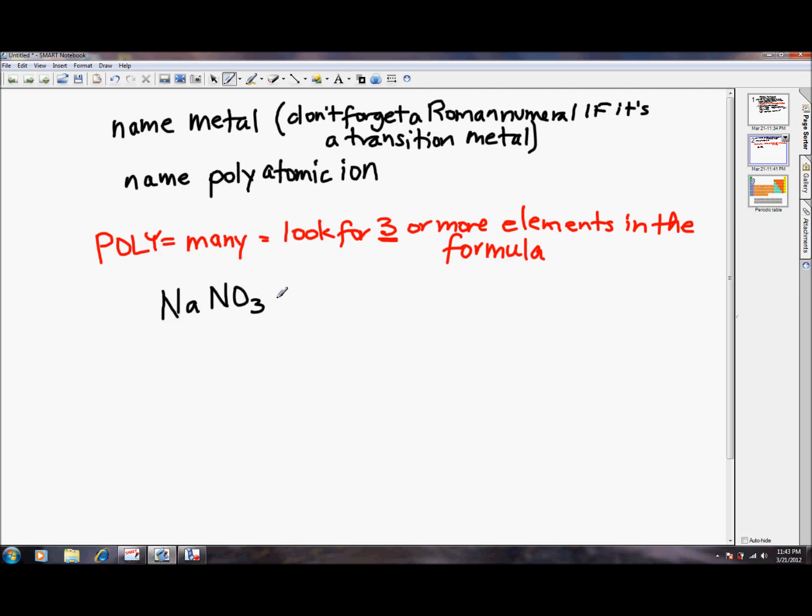Okay, so you look here and you say 3 symbols, Na, N, and O. 3 symbols, polyatomic ion. So you look here and you know that the metal is almost always at the beginning. Well, Na, that's a metal. You should start recognizing some of these by now. That's sodium. So that means that this piece here has to be the polyatomic ion. So you look at the back of your periodic table and you say NO3. Okay, NO3 is called nitrate. So this is called sodium nitrate.